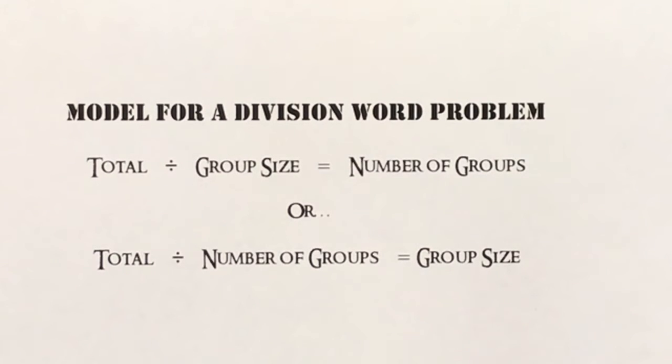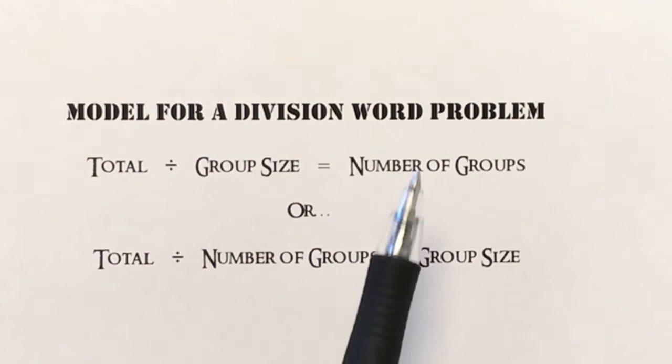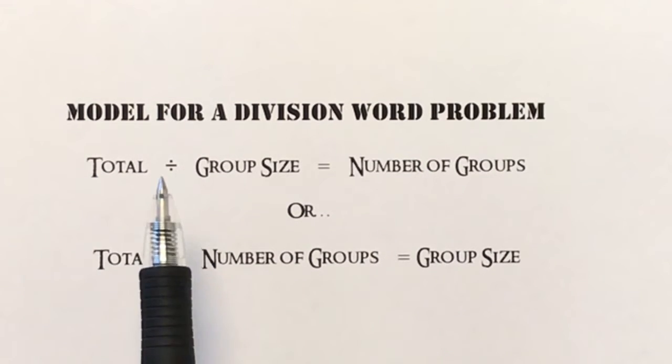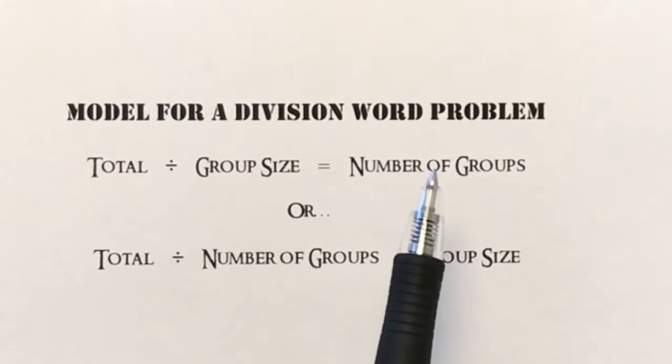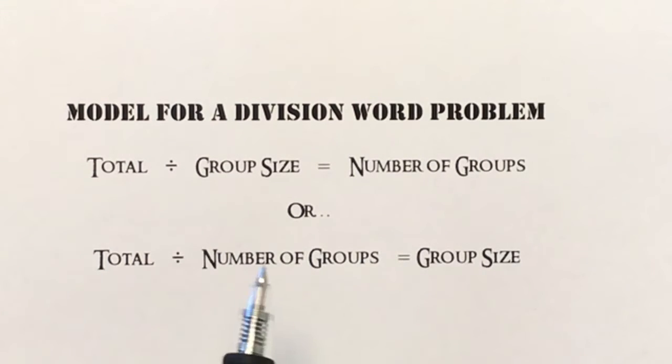And what we're going to get in the end is the missing piece. If we have total divided by the group size that we're given, we'll get the number of groups. Or if we're given the number of groups, we'll divide total by number of groups, and we'll get the group size. That's the model for a division word problem. So when you're reading something, if you're given a total, and then you're given something that looks like either group size or number of groups, and then you're asked to find something else, there's a real good chance you've got a division problem on your hands.